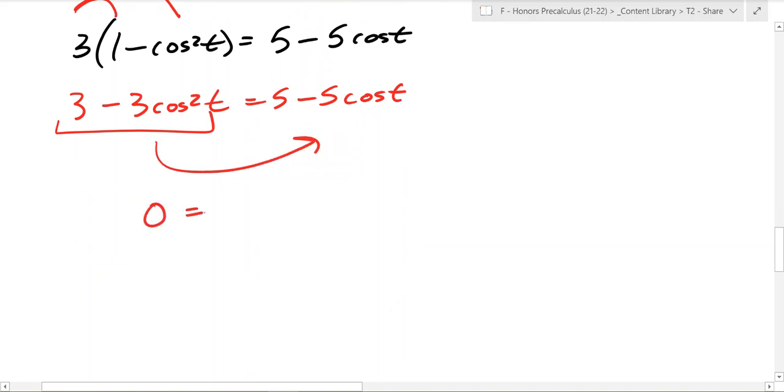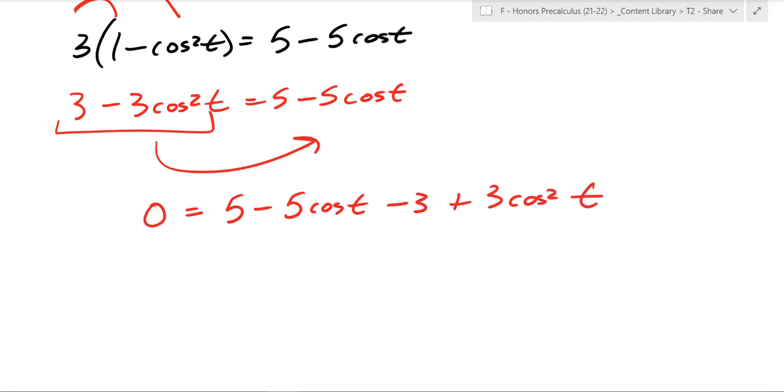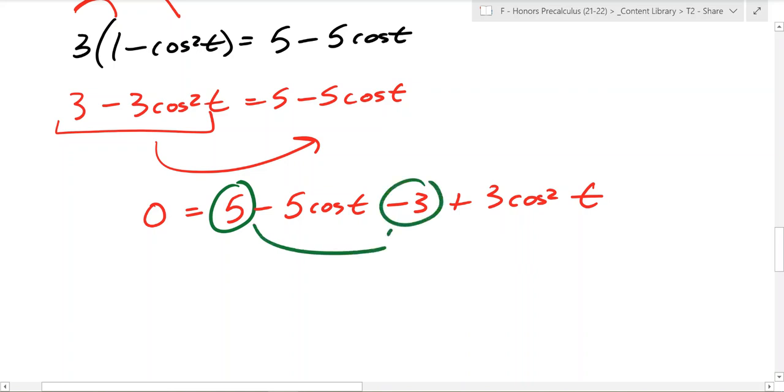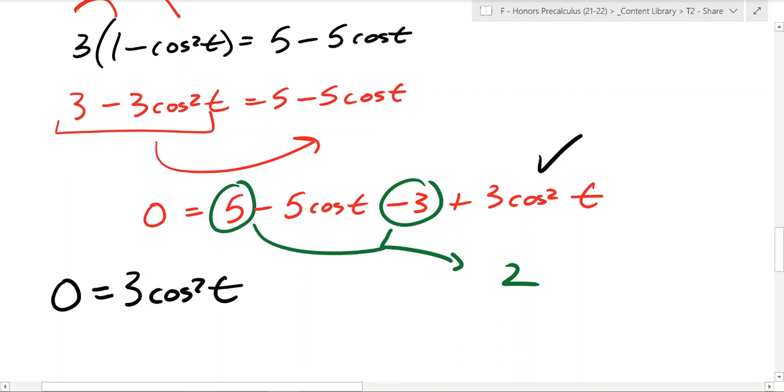squared. So we get 0 is equal to 5 minus 5 cosine t. Then we're subtracting 3 and adding 3 cosine squared t. So what we end up with is you have a 5 right there and a negative 3 there. So these two come together to get 2. So I'm going to put this in order of power. So it's 0 equals 3 cosine squared t, that's this term, minus 5 cosine t plus 2.